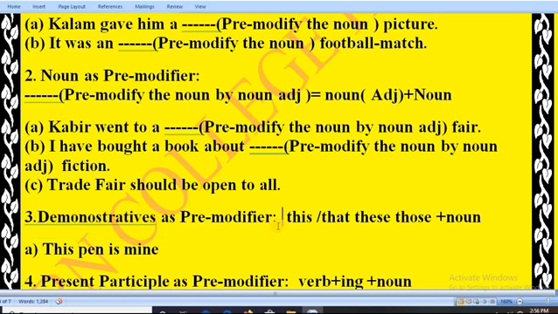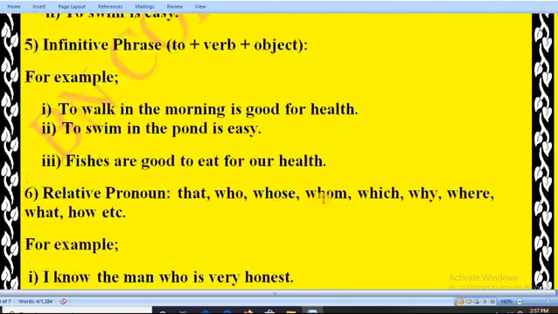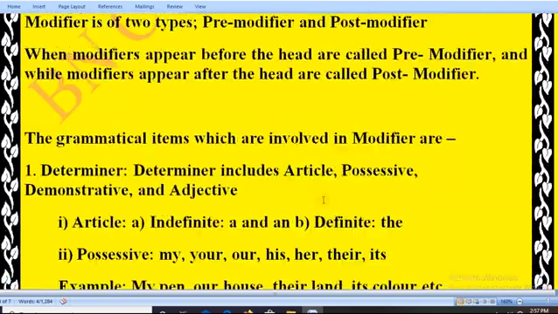Demonstrative means what? Demonstrative means these, that, those. These are demonstrative, right? It is a part of determiner, but this is not determiner; here it is demonstrative. So demonstrative is a part of determiner. Determiner is a large part.